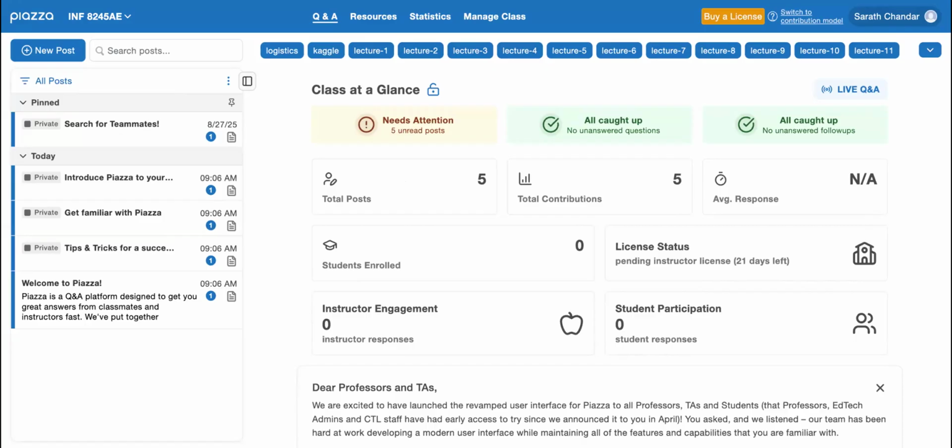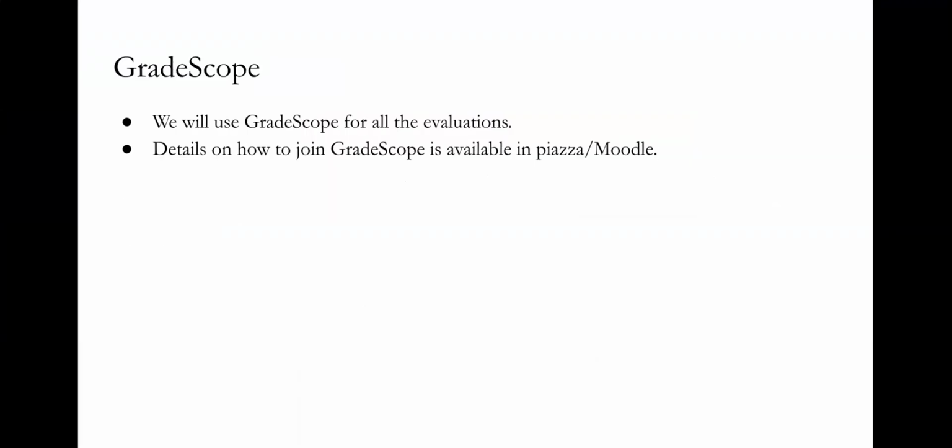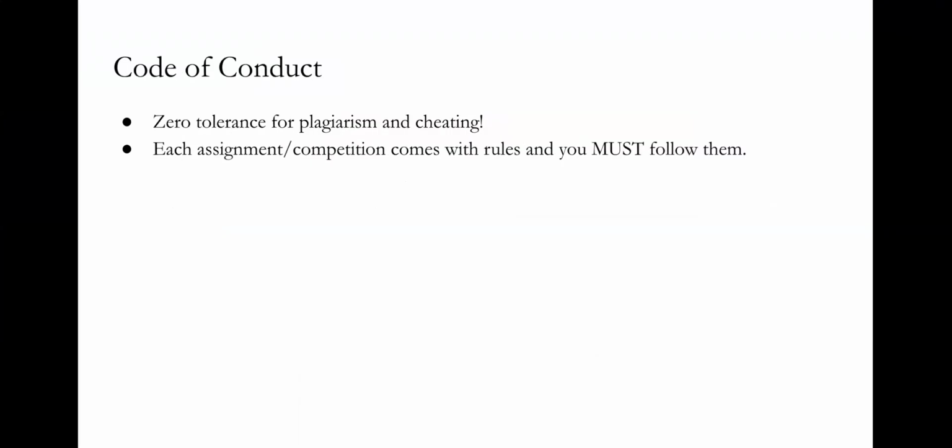Again, I will automatically enroll all of you with your Poly email ID. You will get an email to your Poly email ID saying you have been enrolled, and you can start using Piazza. You can also use Piazza to find teammates for your Kaggle competition. There is a teammate finding option which you could use. And I talked about Gradescope already.